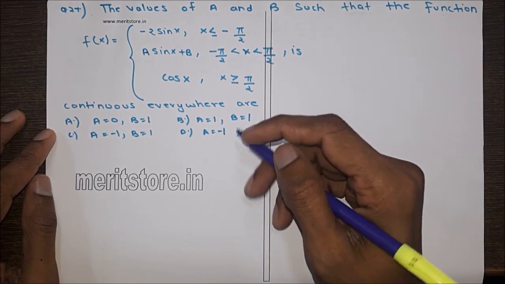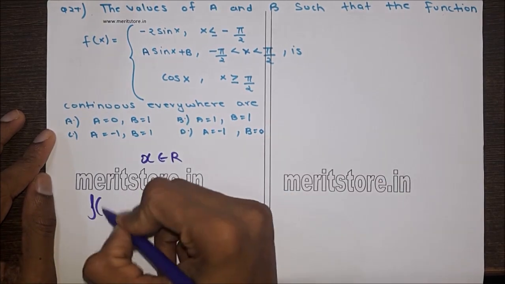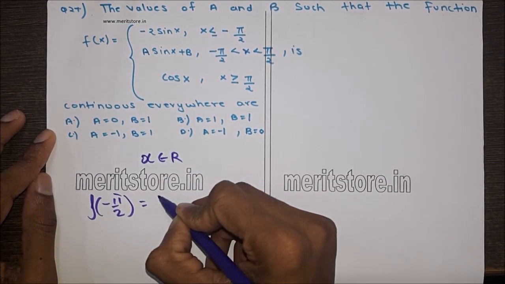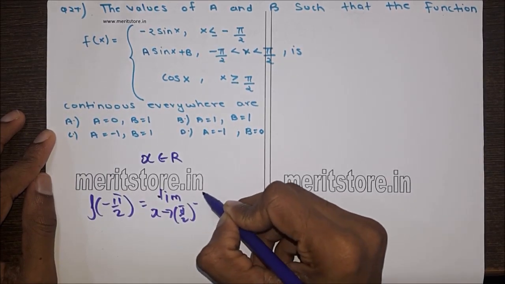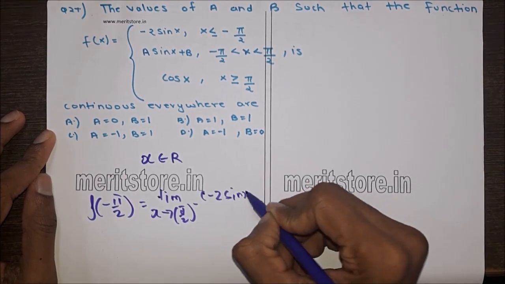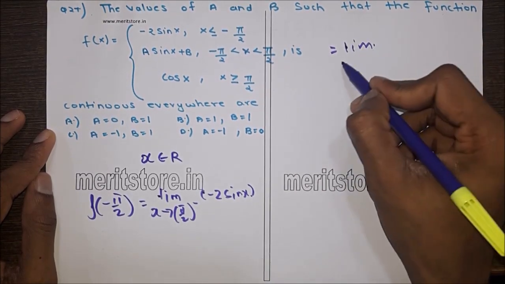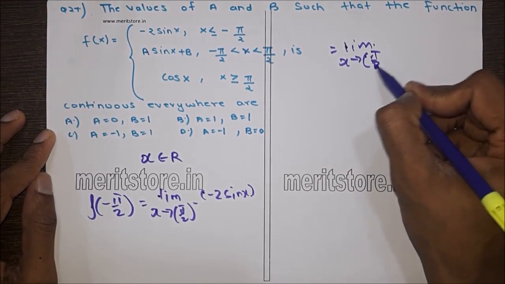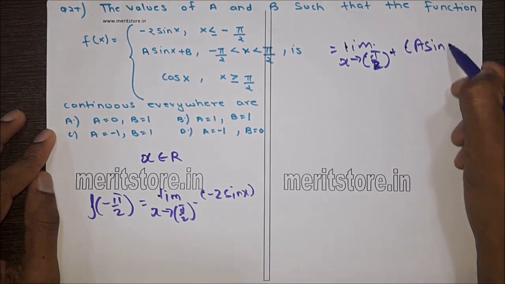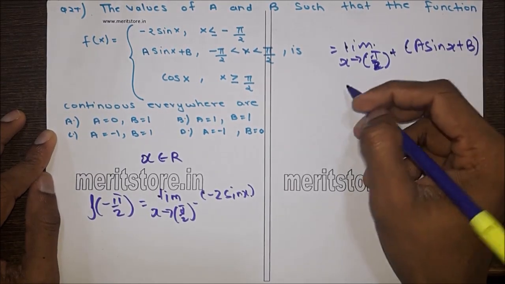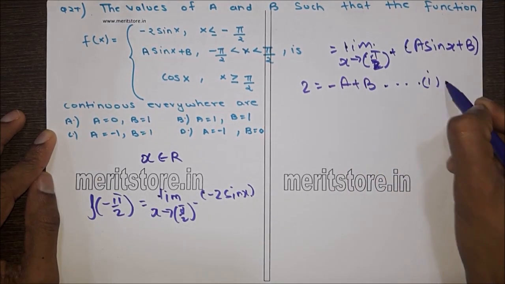So for continuity at all x belonging to R, we must have f(minus pi by 2) equal to the limit as x approaches minus pi by 2 from the left hand side of minus 2 sin x. Further solving this, we get the limit as x approaches minus pi by 2 from the right hand side also, that is a sin x plus b, which gives 2 equal to minus a plus b. Let this be equation 1.